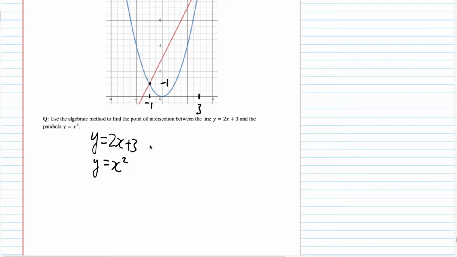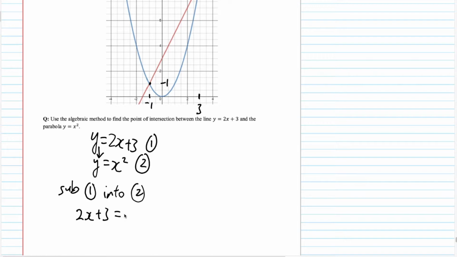Now with a question like this, the methods for simultaneous equations still apply here. Remember, there's the substitution method or there's the elimination method. We can use the elimination method as well, but I think it's easier to just substitute because y is already made the subject. So I can just substitute the value of y here into here. So I can just say sub 1 into 2. So I sub the 2x plus 3 into here. So I get 2x plus 3 is equal to x squared.